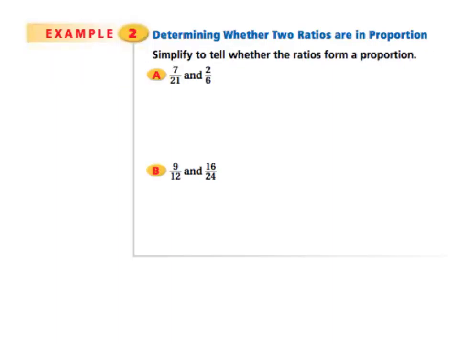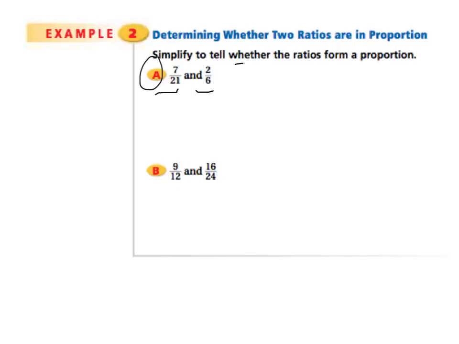So look at example 2. We want to see, are these two ratios for letter A proportional? Meaning if 7/21 and 2/6 are equivalent, then they would be proportional. In order to find out if these are proportional, we need to figure out what they are in simplest terms. So we have to put 7/21 and 2/6 into simplest terms in order to figure out if it is a proportion.